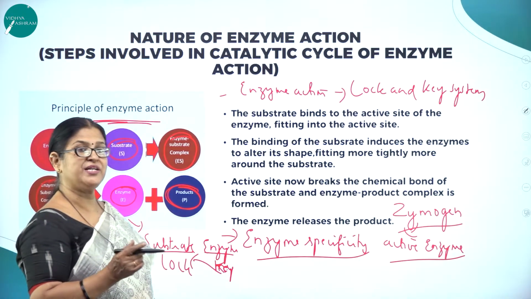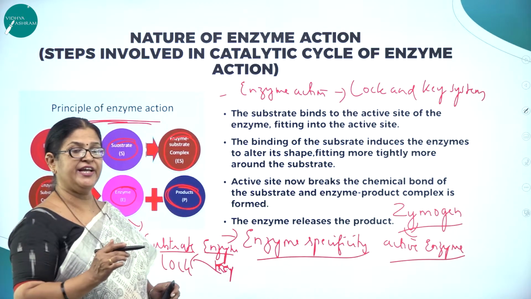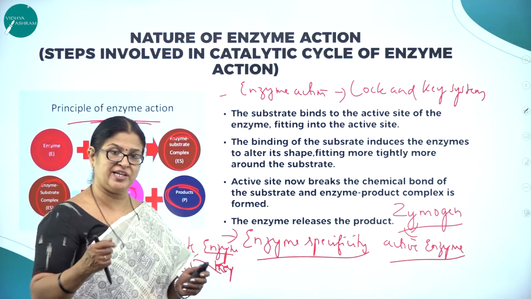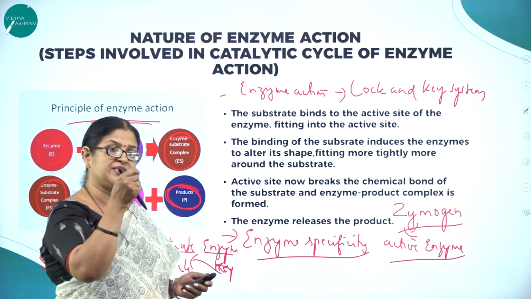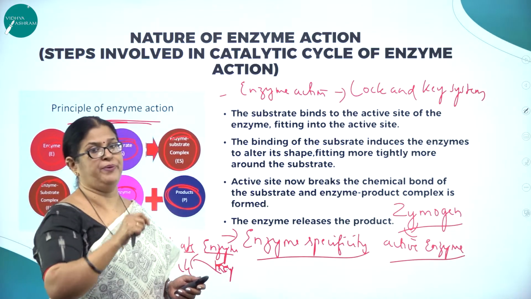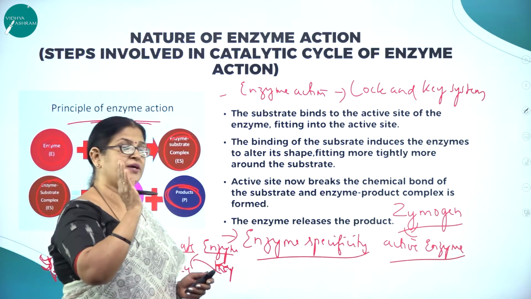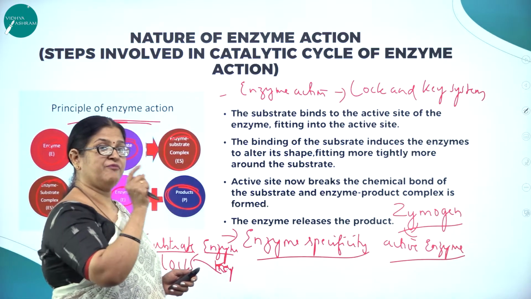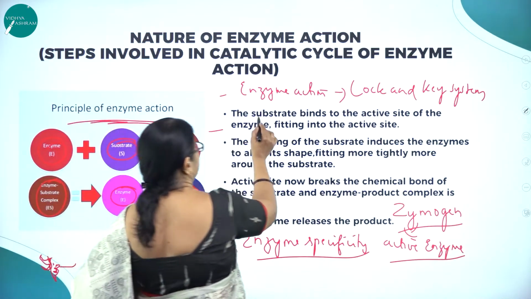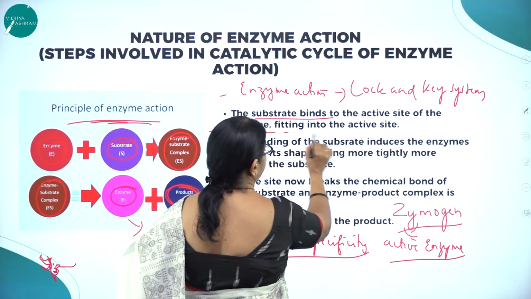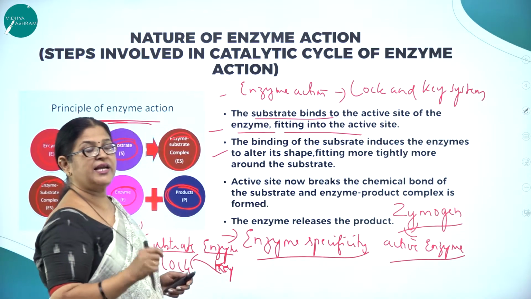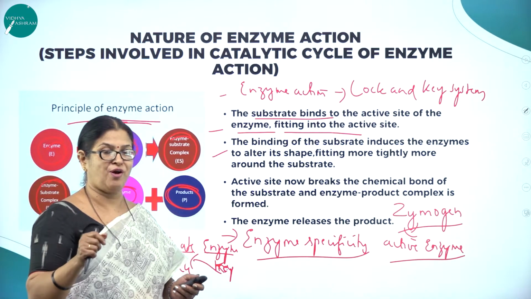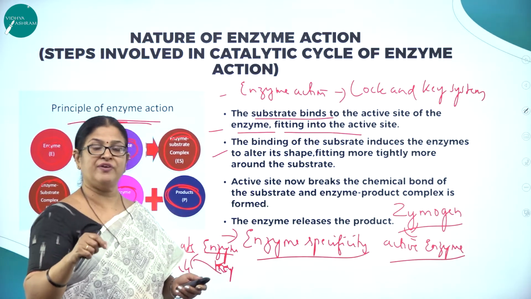So the substrate binds to the active site of the enzyme, fitting into the active site. For example, to open a particular lock, do we use any other key? No, there is one specific site where it will help the key to open. So in a similar way, there is a specific site on the substrate where the enzyme will fix. So the substrate binds to the active site of the enzyme, fitting into the active site. If it was not so, I think there would not have been a concept of lock and key system, right? For any lock, we cannot use any key.